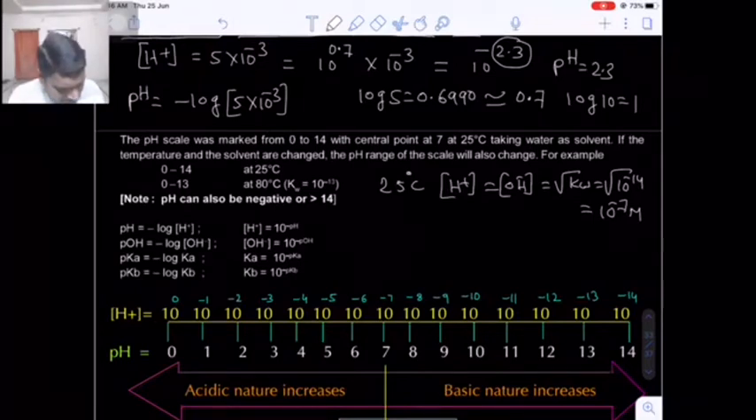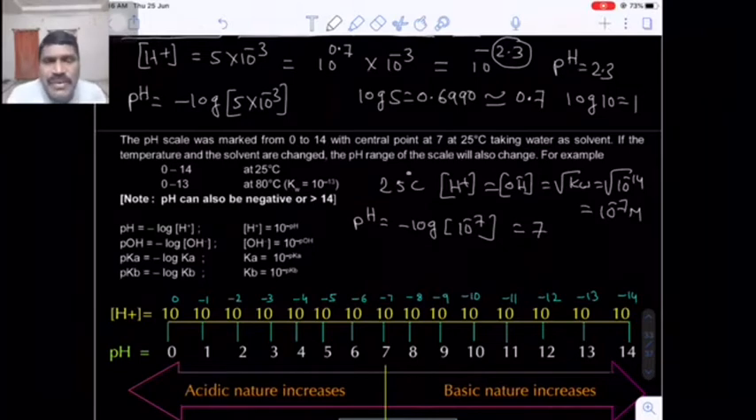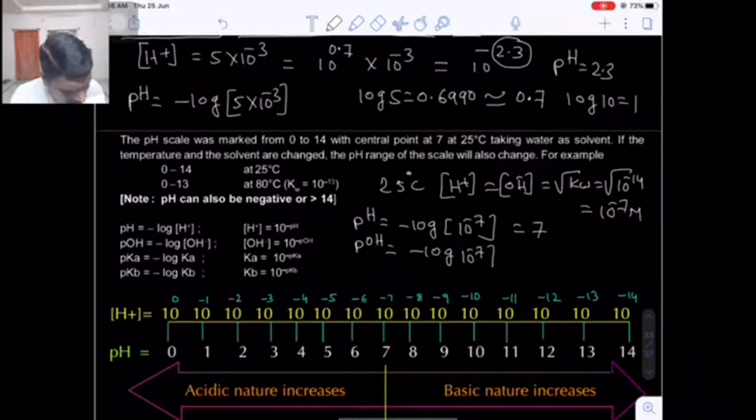Okay. Now, what is the pH of water at 25 degrees Celsius? This is a very important objective question. What is the pH of water at room temperature? So, minus log of H plus. What is the H plus ion concentration? 10 raised to minus 7. So, the answer will be 7. What is the pH of pure water at room temperature? Answer is 7. Now, similarly, what is the pOH of pure water? Again, the answer is 7.